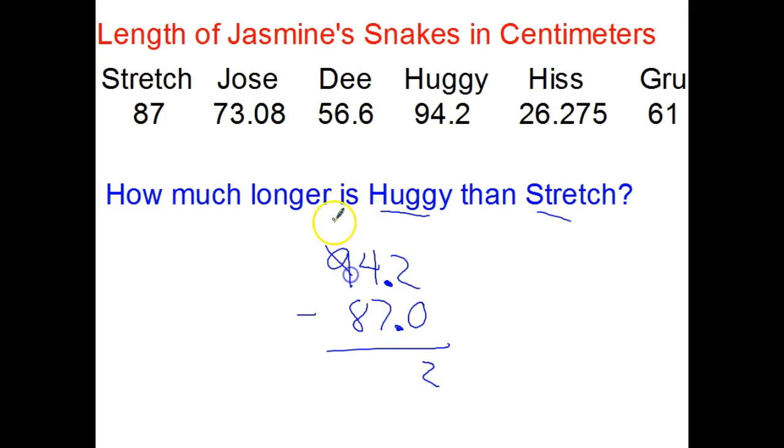4 minus 7, can't do it. Borrow from your neighbor. 9 goes to 8, he goes to 14. 14 minus 7 is 7. 8 minus 8 is nothing. 7.2 centimeters. So we get pretty close to being the same length, Huggy and Stretch.